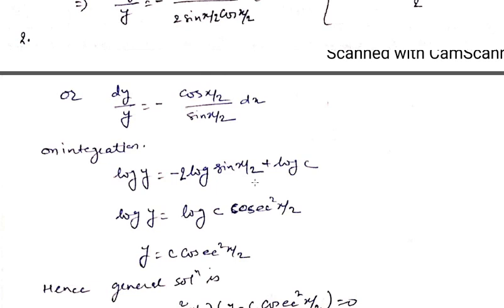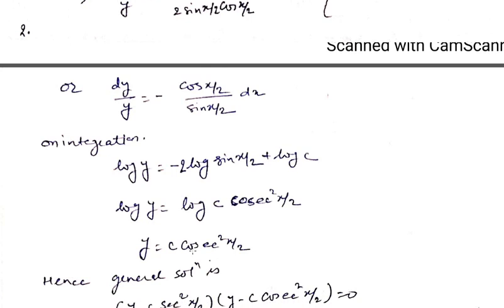It means 1 upon sin x by 2, which is cosec x by 2, or cosec square x by 2, using the property of log m log n is log n raised to power m. So it becomes y is equals to c cosec square x by 2.